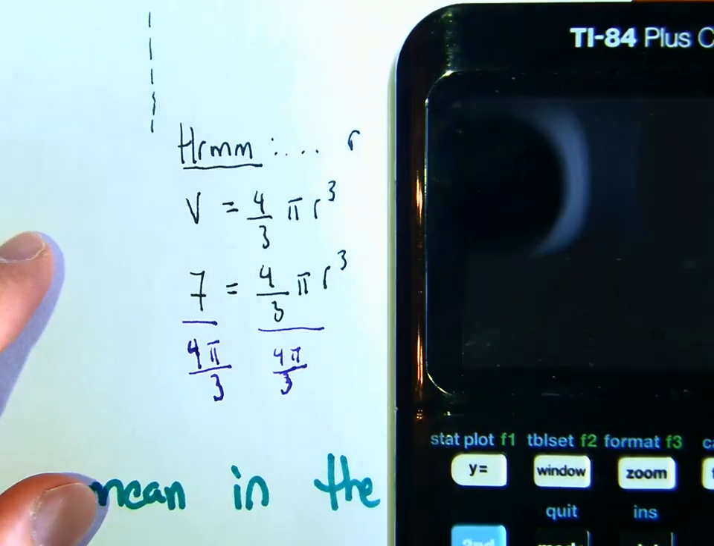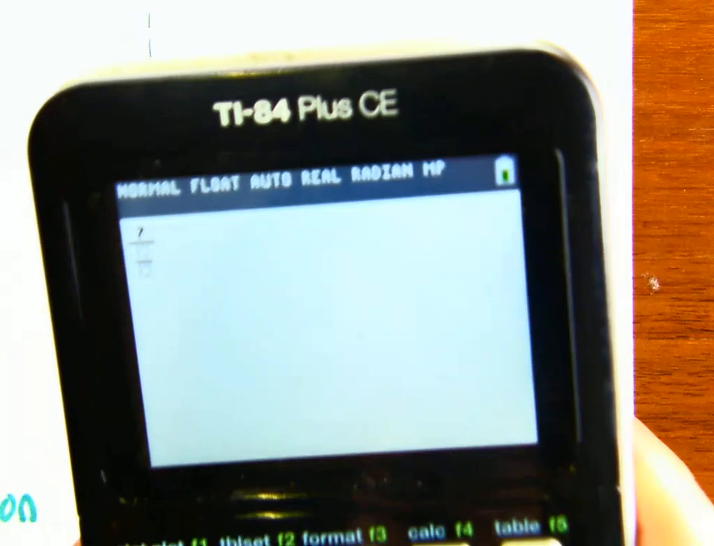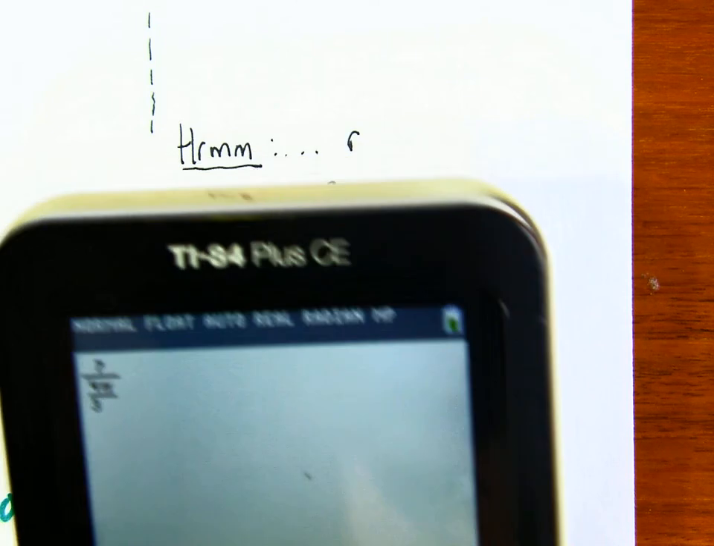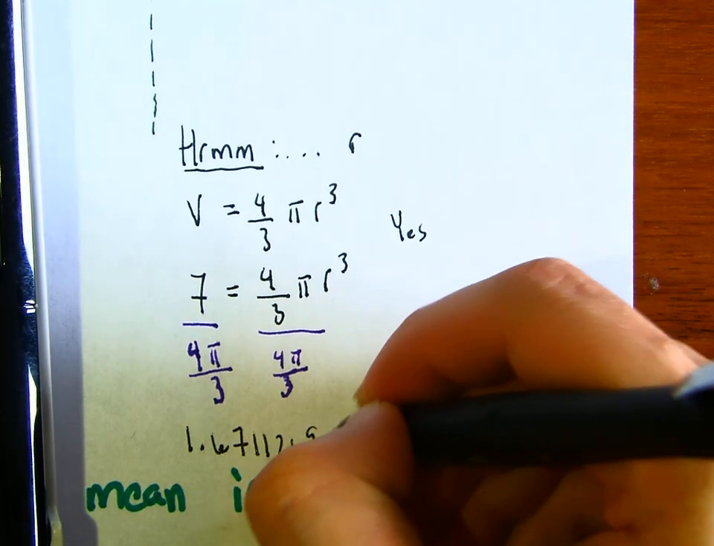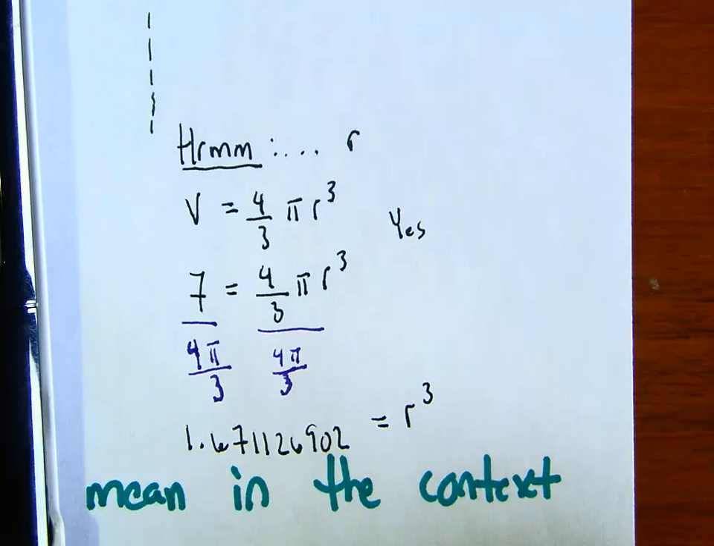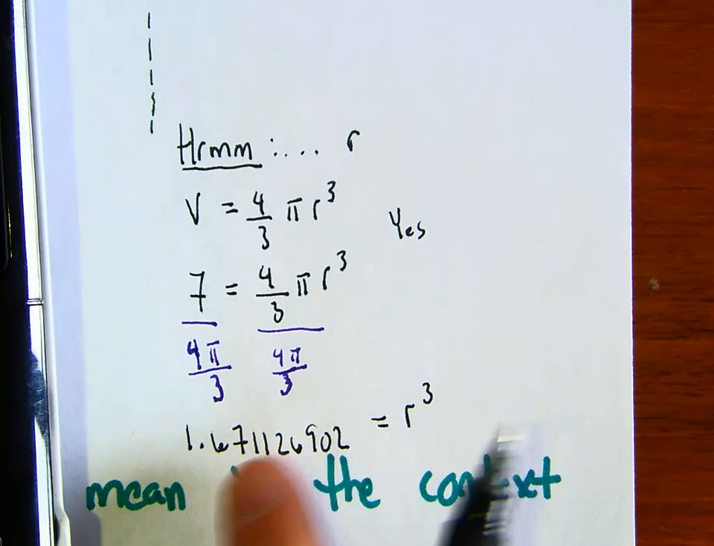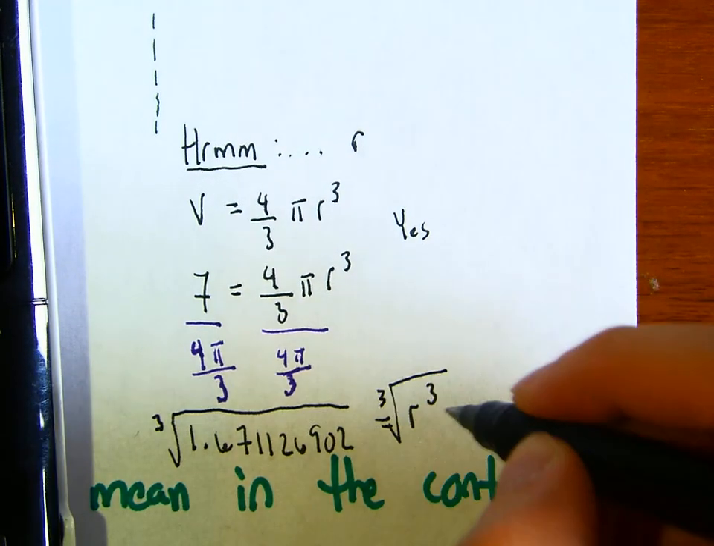So how do we actually do this on the calculator? We're going to go second, y equals, n over d, 7 divided by second, alpha, n over d, 4 pi over 3, because I want to know what that is. And that is equal to 1.671126902, and that's equal to r cubed. Now, how do you actually get r by itself? Pause the video. What are you going to do on both sides? You're going to take the cube root of both sides.